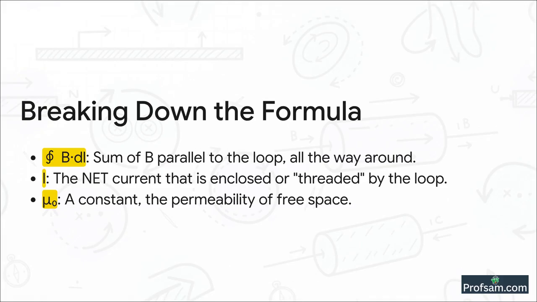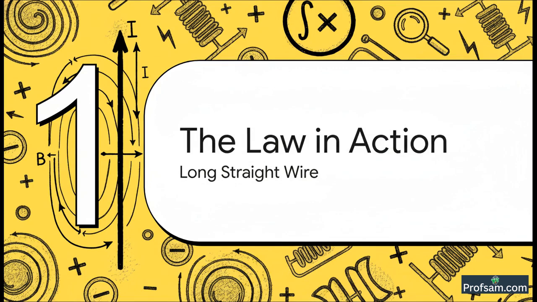Let's just quickly break down this formula so there's absolutely no confusion. That little circle on the integral sign simply means we're summing up over a closed loop. We're going all the way around. B dot dl is basically the piece of the magnetic field that's parallel to our path, and we add it all up. On the right side, I is the net current inside our loop, and mu zero, well, that's just a constant, the permeability of free space. Simple, no?